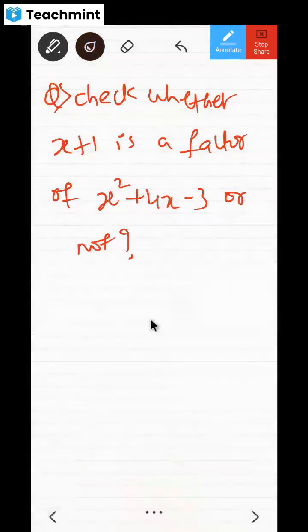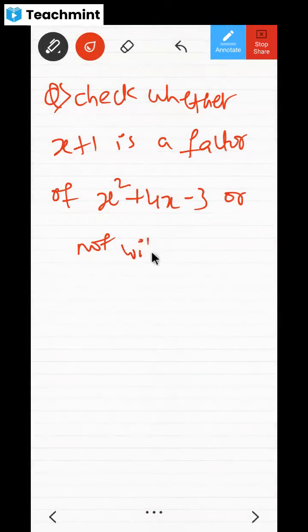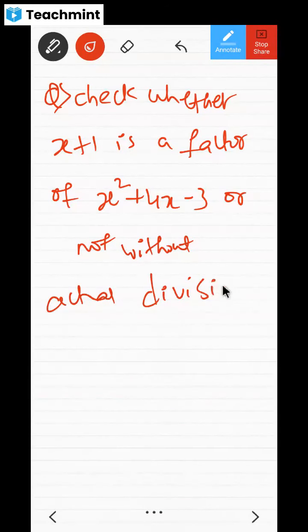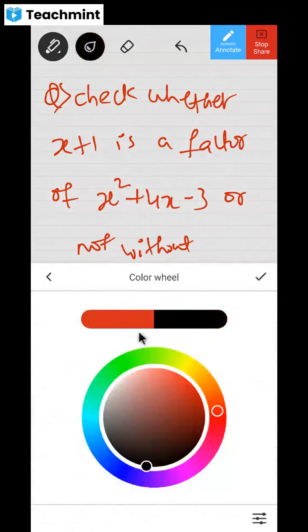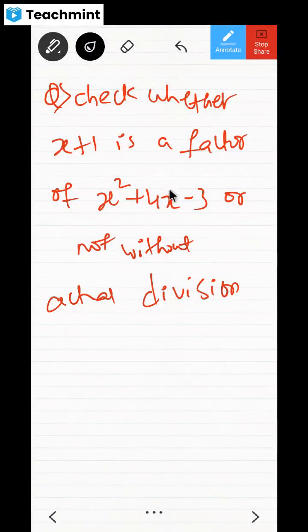What is the normal method, you know? If they say without dividing, you should not divide now. Without actual division, you are not supposed to do the division. So how did we check whether something is a factor or not? We divided this x square plus 4x minus 3 by x plus 1. If I got the remainder 0, then I call it a factor. Otherwise, it's not a factor. Now they are saying without actual division. Now you know how to find the remainder without actually dividing.